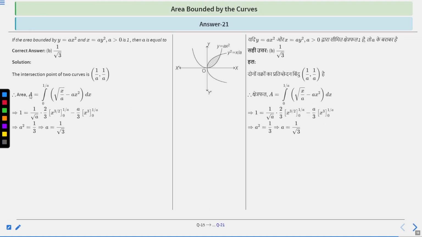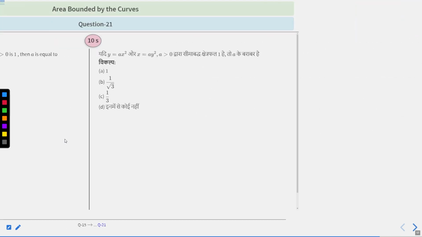Okay, let's move to the solution part. These are basically the two graphs, that is y equal to ax square and y square equal to x by a. The intersection point of the two curves is basically 1 by a and 1 by a. Therefore, the area will be the integral from 0 to 1 by a of (root of x by a minus ax square) dx. So the area is basically 1, which is equal to 1 by root a into 2 by 3 x to the power 3 by 2, from 0 to 1 by a, minus a by 3 x cube, from 0 to 1 by a. Which after solving, we will get a square is equal to 1 by 3. Therefore, a is equal to 1 by root 3. A is equal to 1 by root 3 is the right choice. Therefore, I think option B is the right one, 1 by root 3.